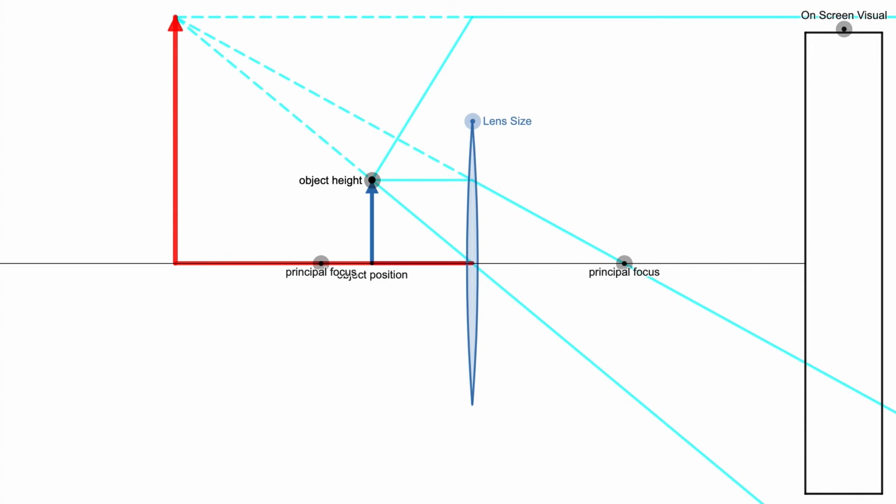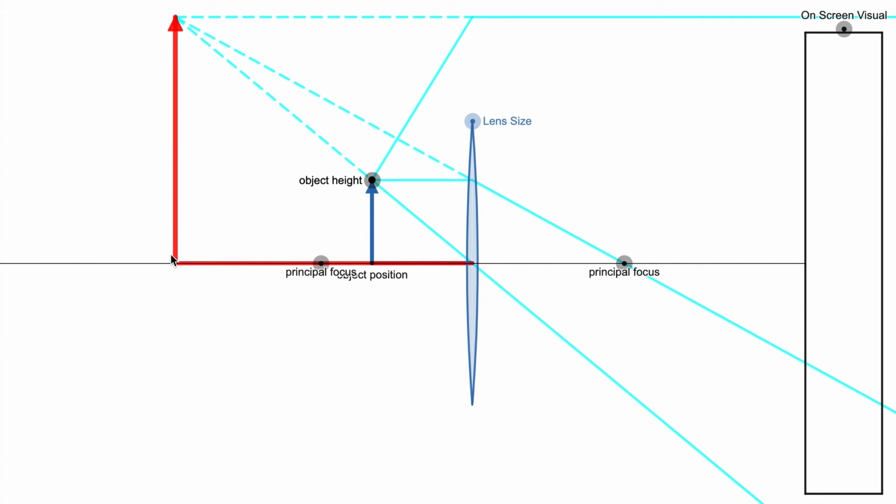It now appears to someone who is looking towards the lens from the right hand side that the light is not coming from the object itself, but is actually coming from a larger object placed slightly behind the real object. This is how a converging lens is used as a magnifying glass. Notice how all the same rules apply.